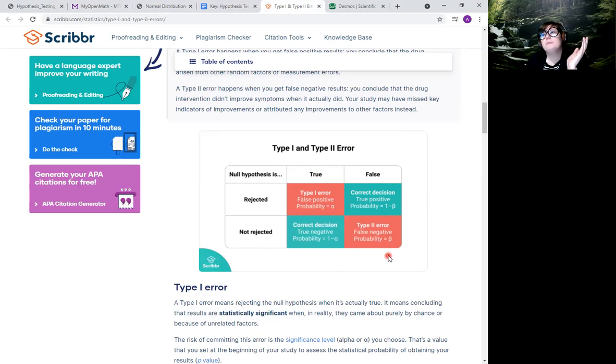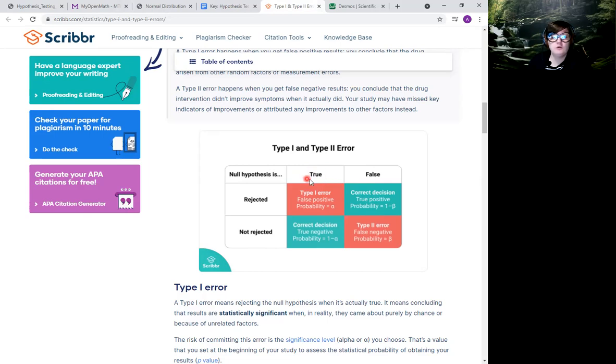Now, we can be certain to a degree that we're right, but we can never actually be certain which reality we live in, right? And so we have to ask ourselves, what's the likelihood that we're getting this claim wrong? And that's really what errors are talking about.